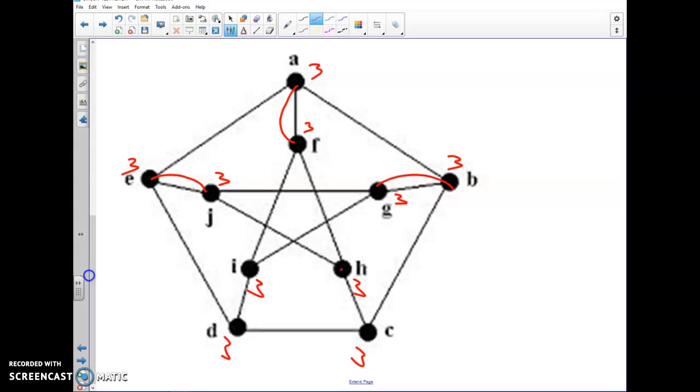I'm going to connect every odd vertex. And now I should be able to start at A and return to A. To the left. Over and back. Down. Over and back. Right. Up and back. Over. Left and back.